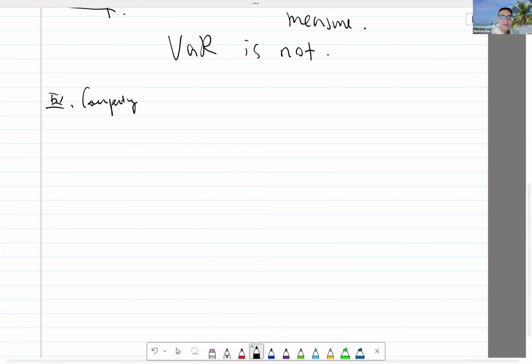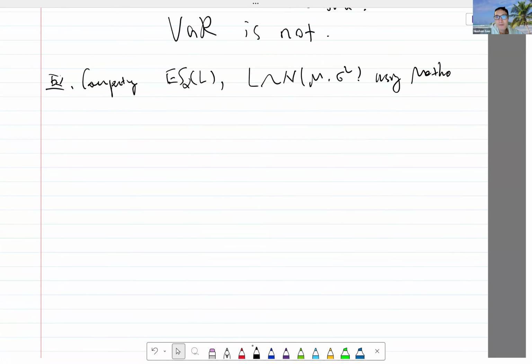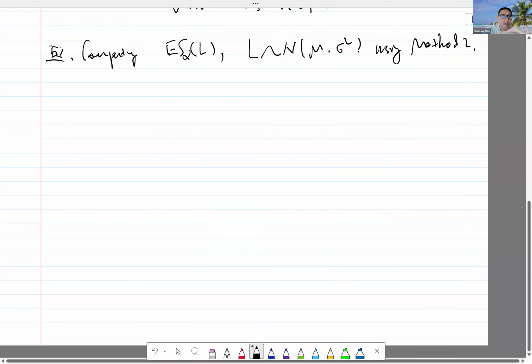Computing expected shortfall of L, where L is a normal distribution. Now I do it using method 2. Solution.